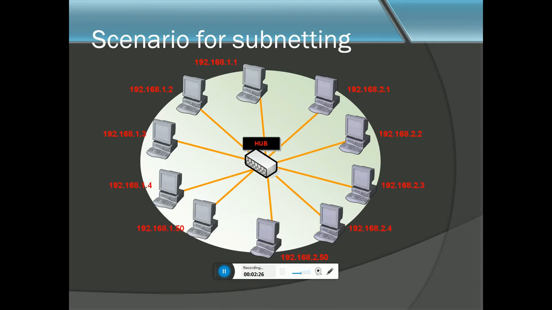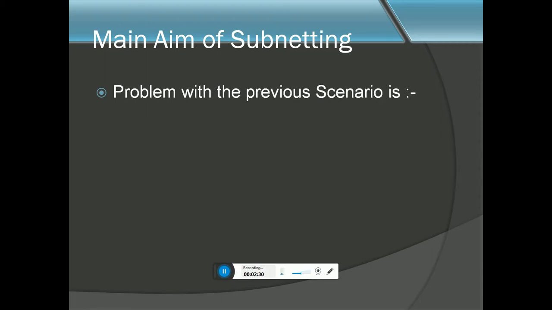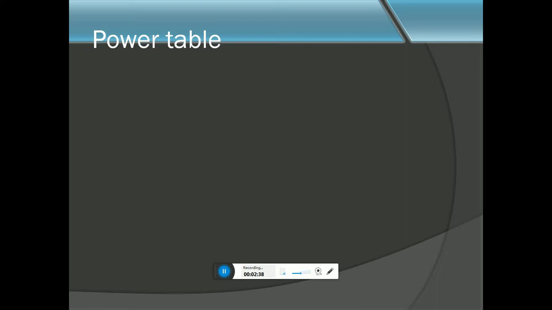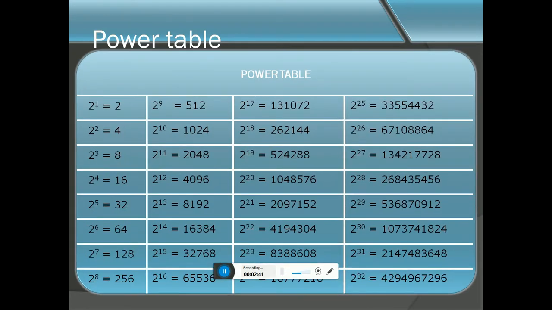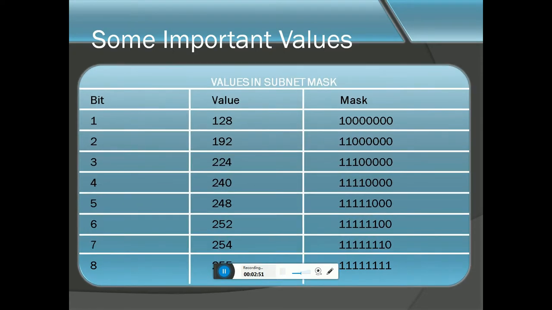This is the main aim of subnetting. The problem with the previous scenario is wastage of IP addresses, which matters if they are public. Here is the power table: 2^1 is 2, 2^2 is 4, 2^3 is 8. Some important values: 1 bit is 128.